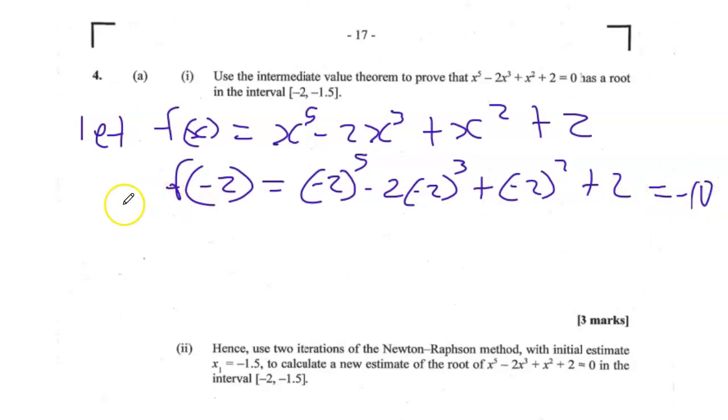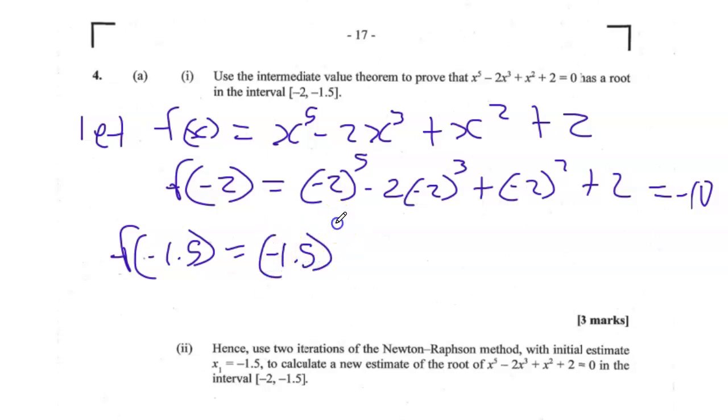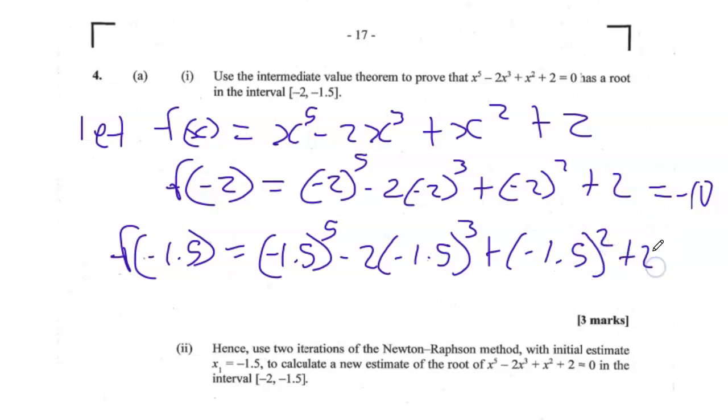-10. That's f of -1.5. So it will be -1.5 to the 5th power plus -2 times -1.5 to the 3rd power plus -1.5 squared plus 2 equal to 3.4. So notice the signs are different.